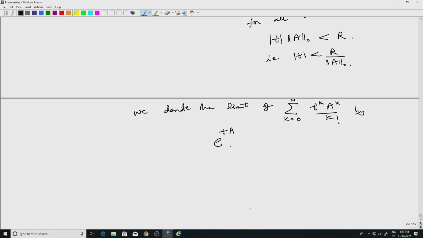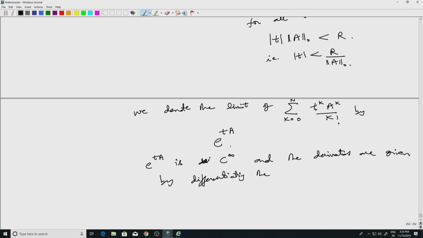So e to the power ta is differentiable, it is C infinity as a function of t. Of course this is a matrix, so when I say it's C infinity, I mean that all the entries are C infinity and the derivatives are given by differentiating the power series term by term.